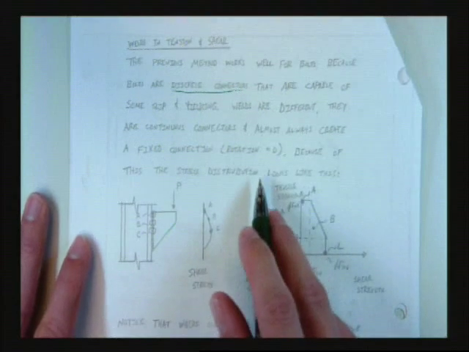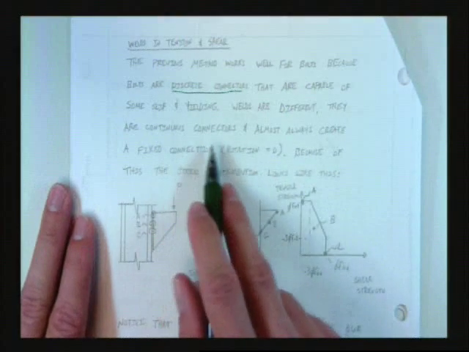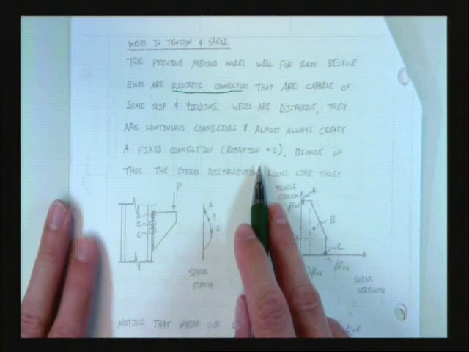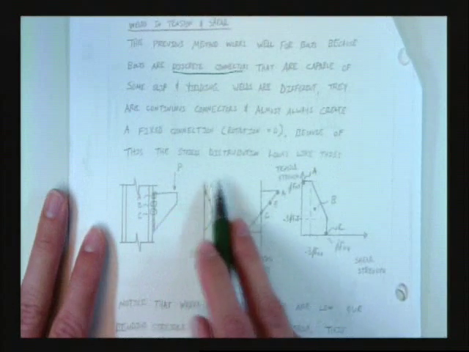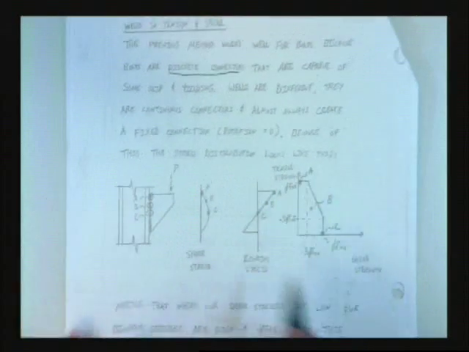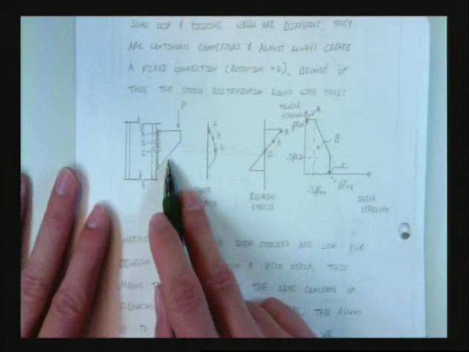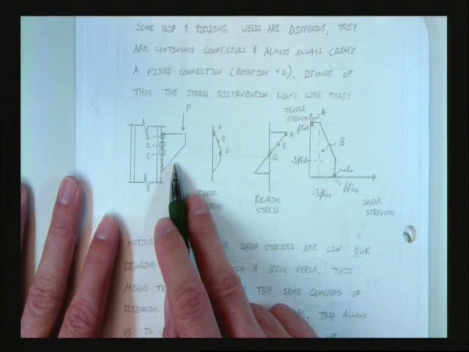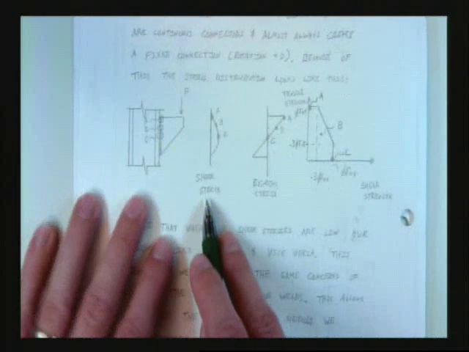Okay. So, they're continuous connectors and almost always create a fixed connection. That's a rotation equal to zero. Because of this, the stress distribution looks like this. Okay, so if I have the same connection we were talking about, is this an eccentric connection? Yes, it is. The shear stress diagram is going to look like this.